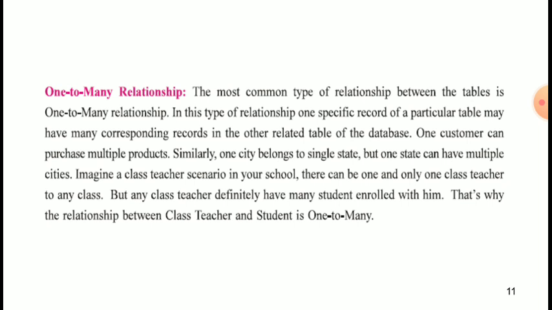Imagine a class teacher scenario in your school. There can be one and only one class teacher for any class, but any class teacher definitely has many students enrolled with him. That's why the relationship between class teacher and student is a one to many relationship. So that is a one to many relationship.